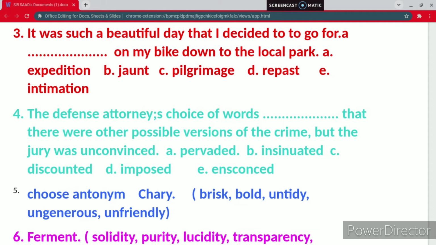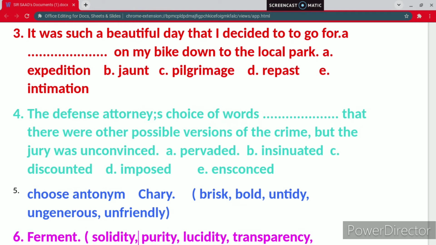So now here, pervaded. Pervade means transfuse. Okay. The next one is insinuated. Insinuated means to suggest in an artful way. So look here, the attorney's choice of words. So this is the important point. The defense attorney's choice of words. So it means our correct option is insinuated. Insinuated that there were other possible versions of the crime, but the jury. It means he said it in a very technical way.